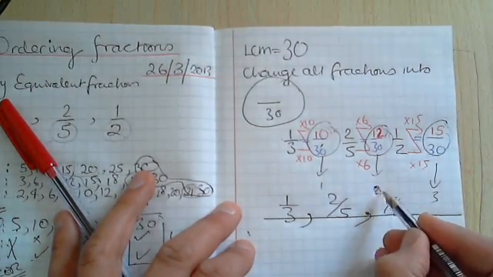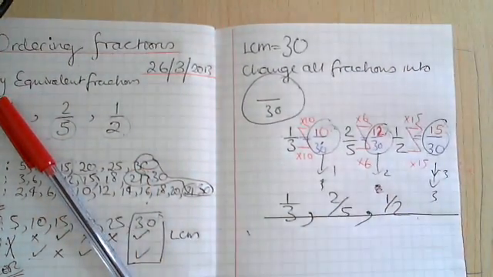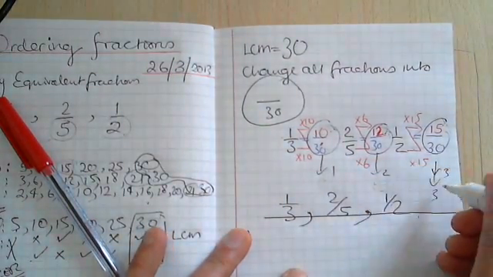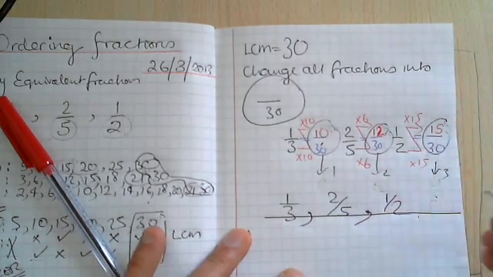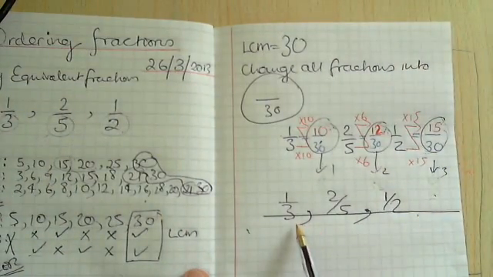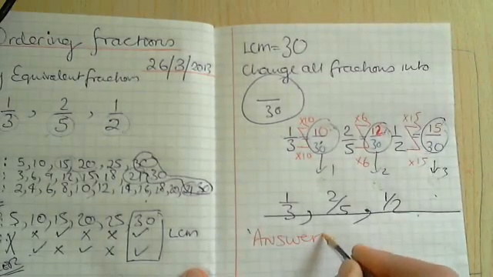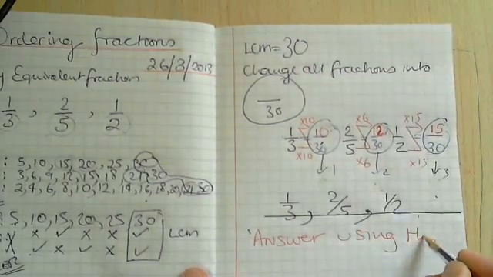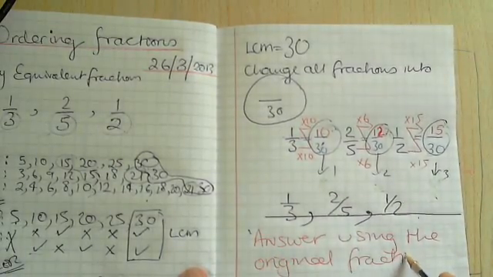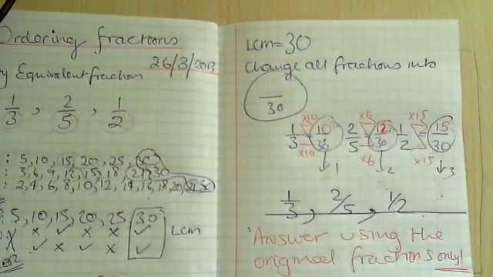Okay. Put that away. Just move them out of the way, otherwise it can be a bit confusing. Get rid of that. And that. And that. It's all gone. So whenever we give the answer, we must give the answer using the original fractions only. Okay.